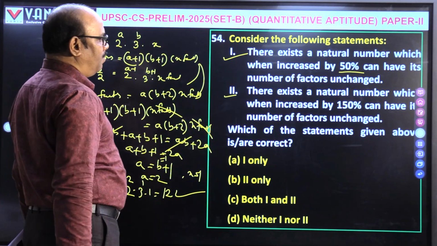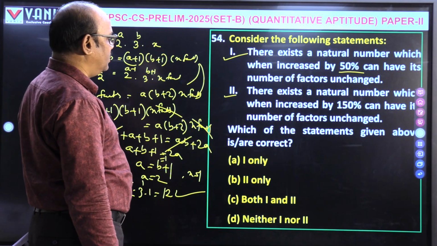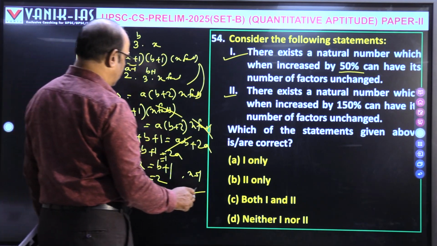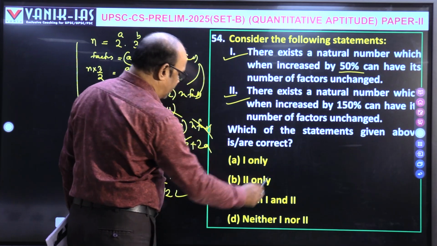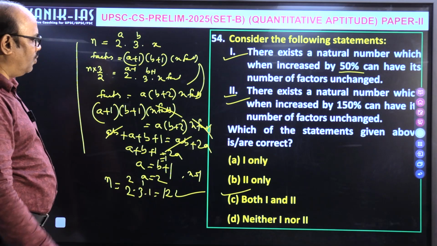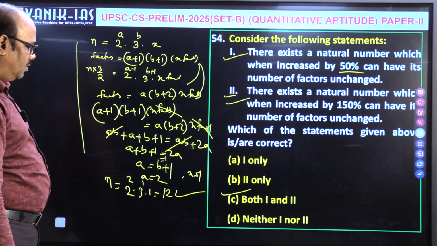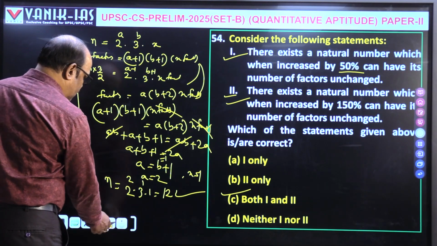There exist natural numbers which when increased by 150% have the number of factors unchanged. In the same way you can take this. Also it is correct. That means both first and second are correct. Just like the first one, the second one is also correct. So there also a number exists where the number of factors is unchanged. The option is B. Option is C, right? Next question.